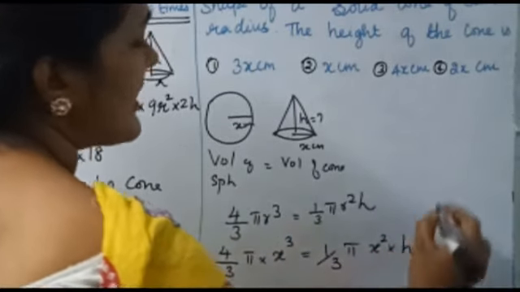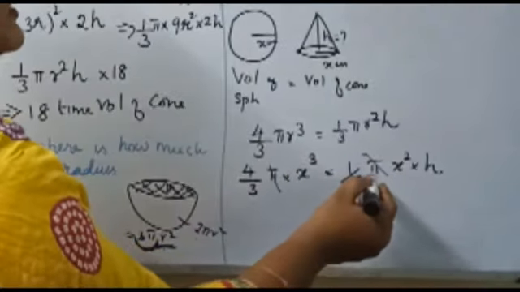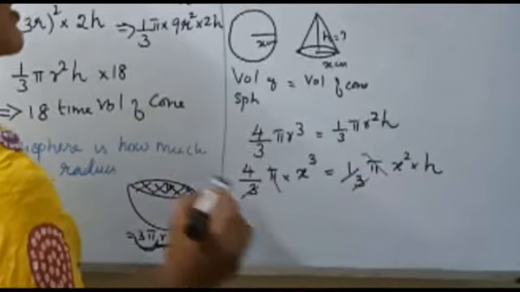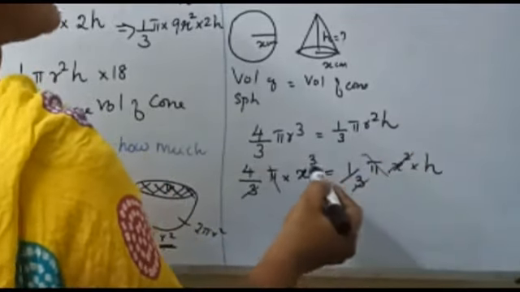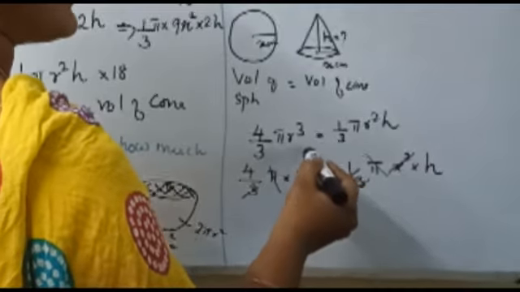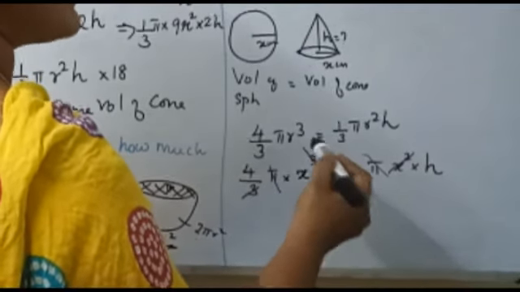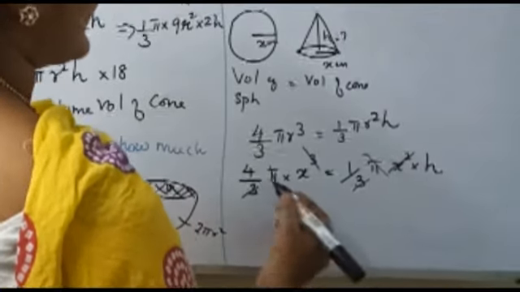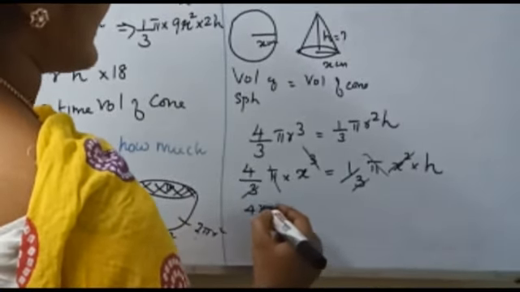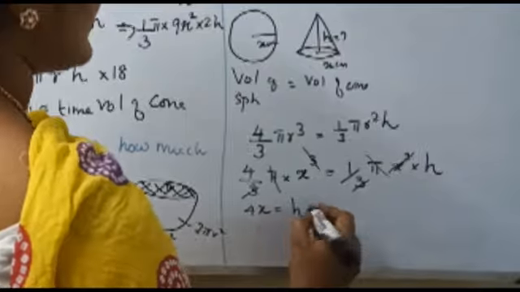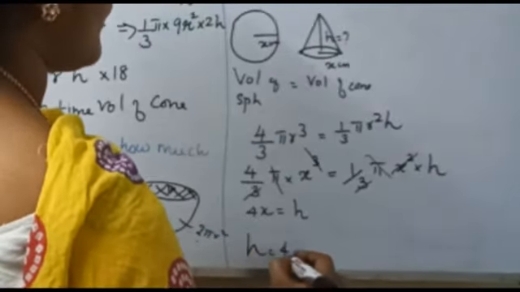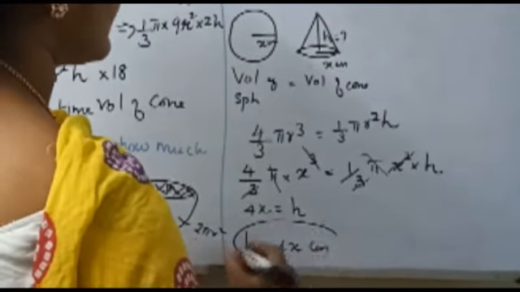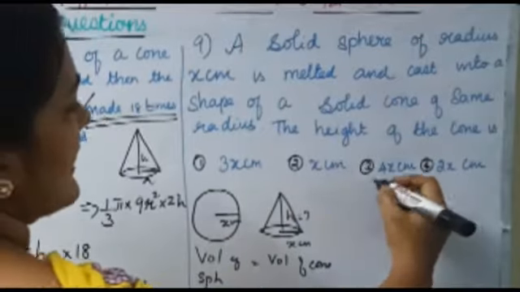into h. Pi cancels. Here denominator 3, here denominator 3, cancel. Here r cube is r square into r, so r square will be cancelled. Remaining 1 r will be here. What are the remaining things? Left side 4r is equal to right side h. That is h equals 4r centimeter. The answer is the third option.